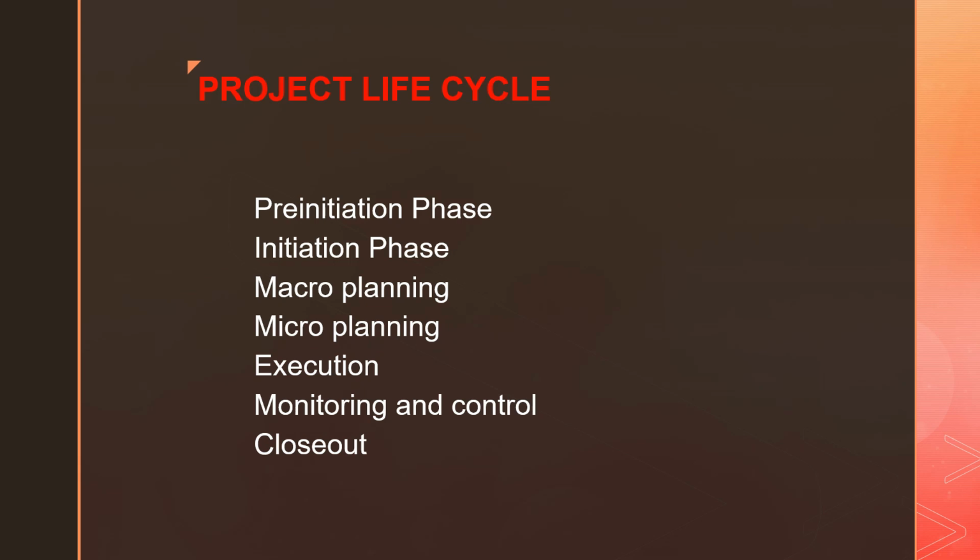Now let's talk about each in detail. For starters, the pre-initiation phase is the phase where we do idea generation, conceptualization, feasibility analysis, etc. The input for the pre-initiation phase is a business need. There should be a need to pursue a project. The output of the pre-initiation phase is a detailed project report, also called a DPR, which is an acronym.